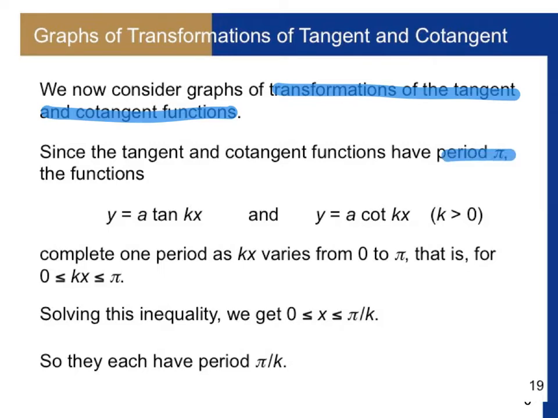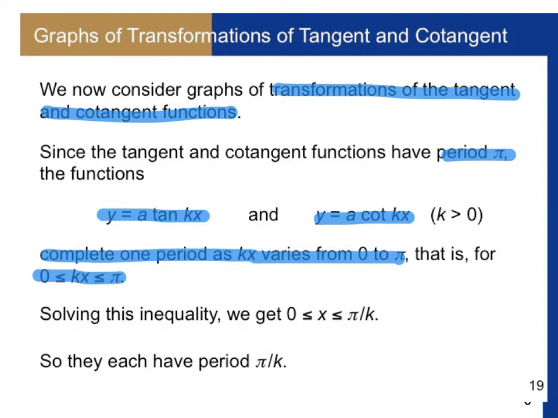And if we have something like y equals a tangent of kx or y equals a cotangent of kx, what we're doing is we're completing one period as kx varies from 0 to pi as opposed to just x. So remember that means kx goes from 0 to pi because our cycle is pi. K is positive. And that means when we solve for x, we get x is between 0 and pi over k. So the period is pi over k. That's the key there, is that we take pi and divide it by k.